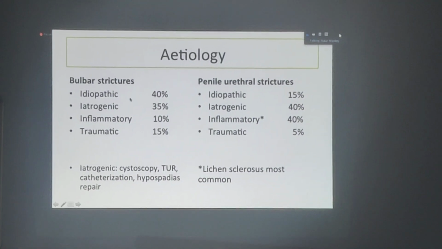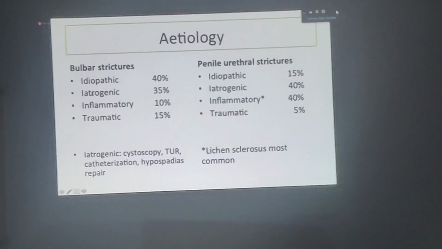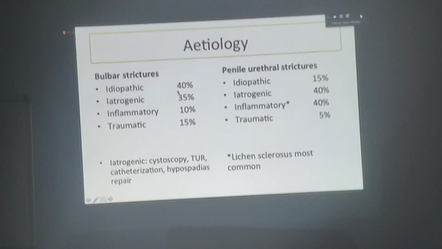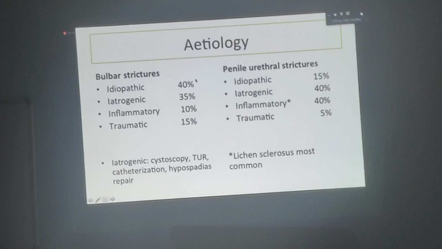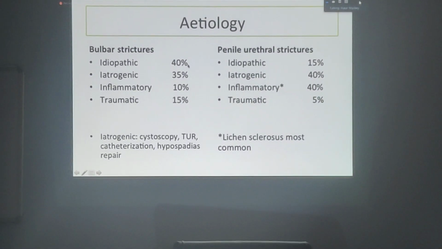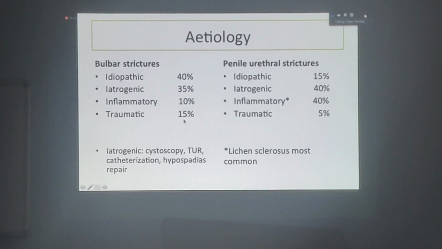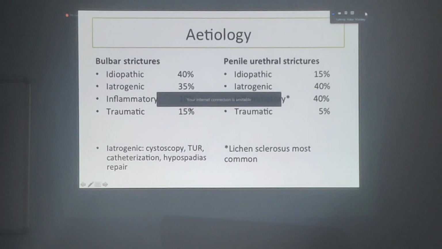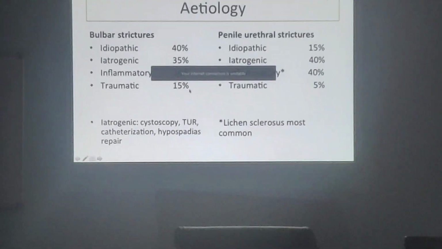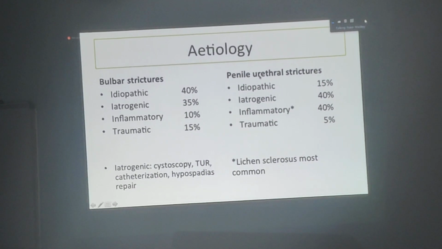Talking about etiologies, for the bulbar urethra, it's mainly idiopathic followed by iatrogenic. So idiopathic strictures are basically encountered in young people. You have a short stricture in the proximal bulb, and there is also a significant proportion of individuals who have traumatic bulbar strictures. By traumatic, we mean straddle injuries, blunt blow to the perineum.